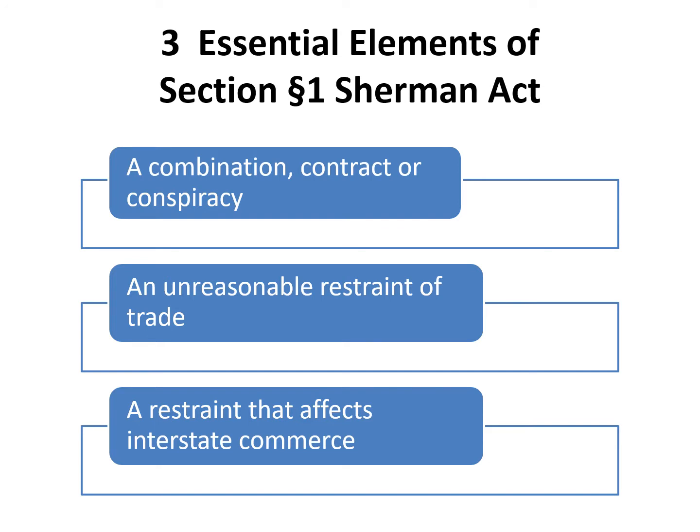And what are these businesses conspiring together to do? To commit an unreasonable restraint of trade. What does that mean? We're going to talk about that in a second. And whatever restraint they come up with must affect interstate commerce. Why does it have to affect interstate commerce? Because this is a federal statute. And we've learned the federal government only has the power to regulate interstate commerce. If the unreasonable restraint of trade only affects trade within a state, then that would be a matter for state law. So let's think of an example.